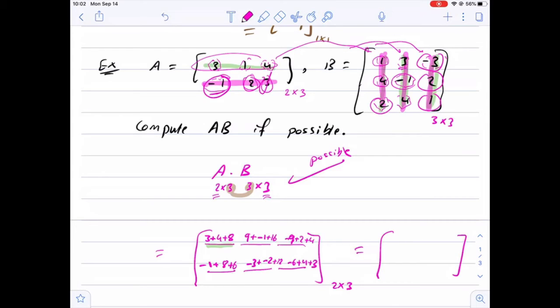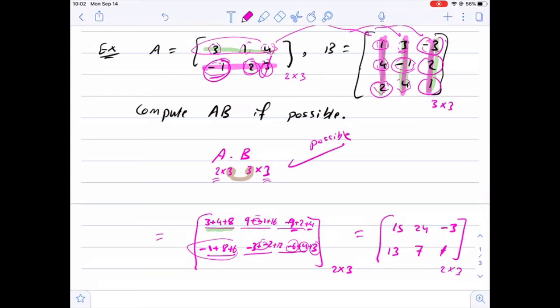So we have here 3 plus 4, 7, plus 8 is 15. Now here plus minus is minus. 9 minus 1 is 8, plus 16, 24. And here we have -9 plus 2, -7, plus 4, -3. Here -1 plus 8 is 7, plus 6 is 13. -3 minus 2 is -5, plus 12 is 7. And then -6 plus 4 is -2, plus 3 is +1. So that's the resulting matrix C.